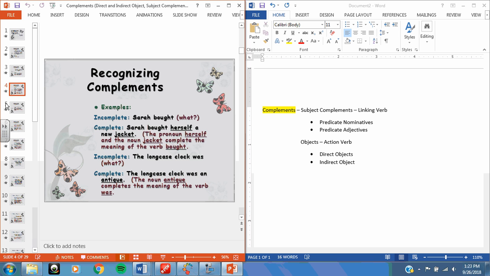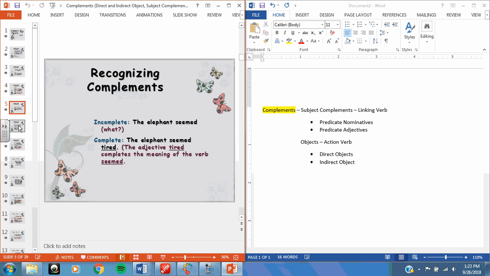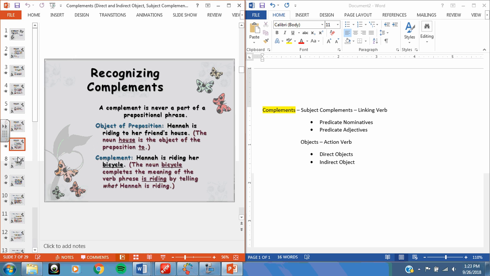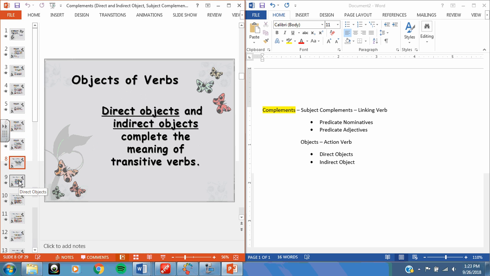All right, so we've already gone over one complement. You don't need to write this down. But subject nominatives and predicate adjectives are complements. They come after linking verbs. Okay, but we are not talking about those yet, but they're in the same group. We've already talked about predicate nominatives. We're not talking about predicate adjectives until we talk about adjectives. But they're all under the same umbrella of complements.